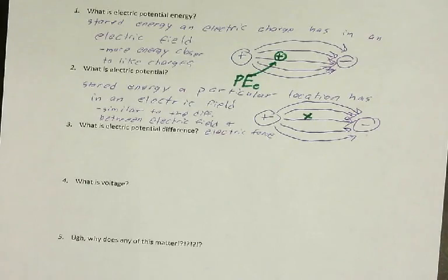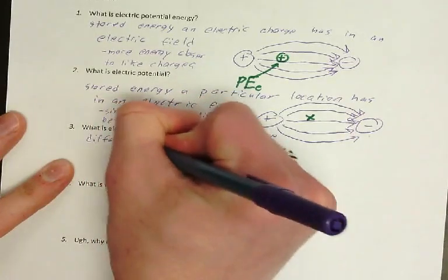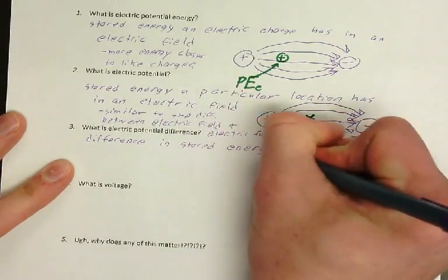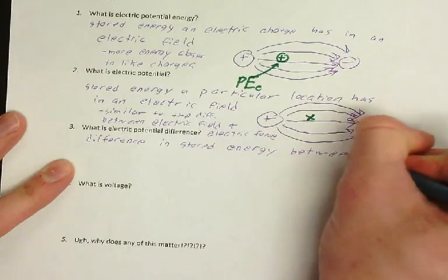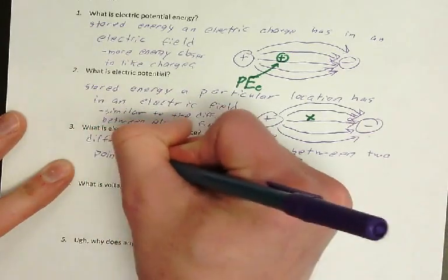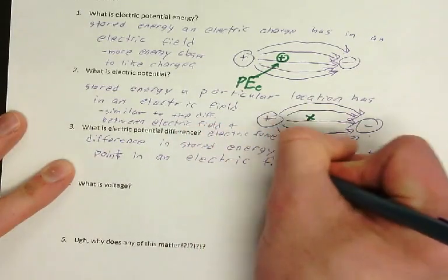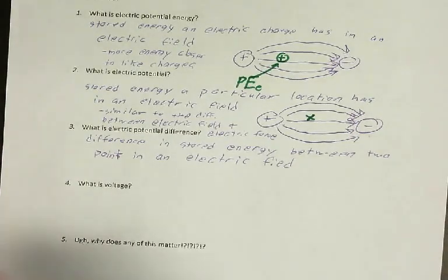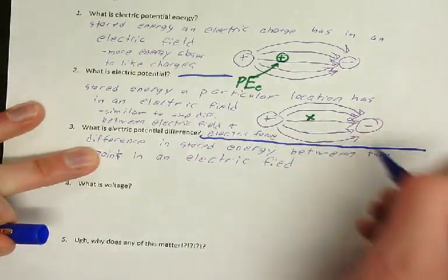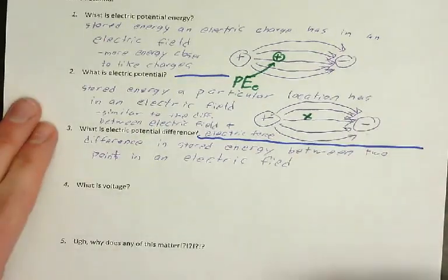The third one is electric potential difference. It's the difference in stored energy between two points in an electric field. Okay? So it's the difference in energy between two places in the field.